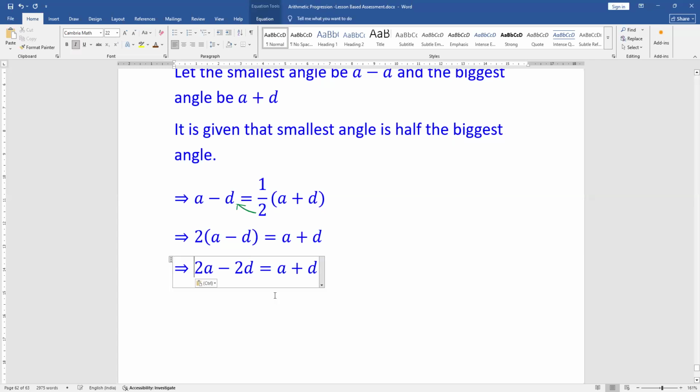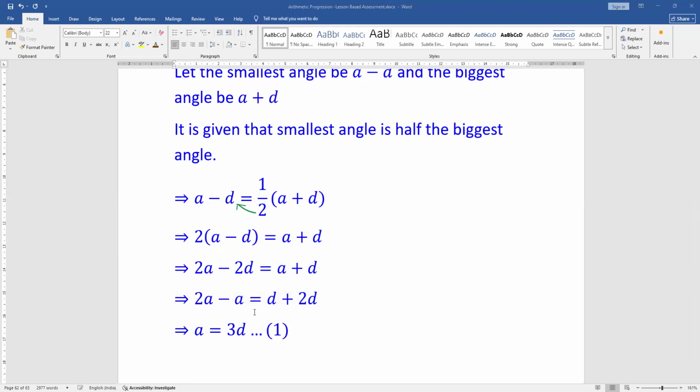Next step, see: we put all the a components on one side and all the d components on the right hand side. So 2a - a on the left hand side, and on the right hand side we have d plus 2d, since -2d moved to the right hand side becomes +2d. So on my left hand side, 2a - a is a, and a equals d + 2d, which is 3d. You can call this equation 1.